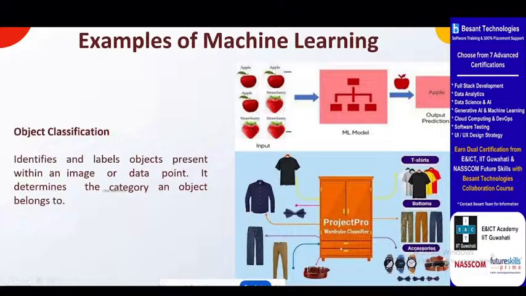Now suppose these are all my inputs, all my input data. This is your machine learning model. So what will be the shirt categories? All t-shirts and all shirts will be under this. All the bottoms and pants will be under this. All the accessories will come under this.